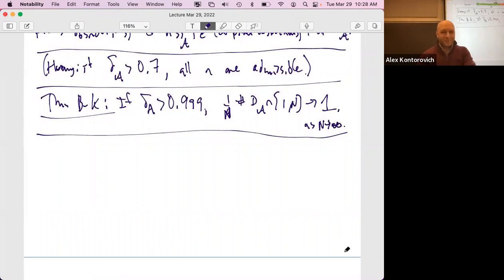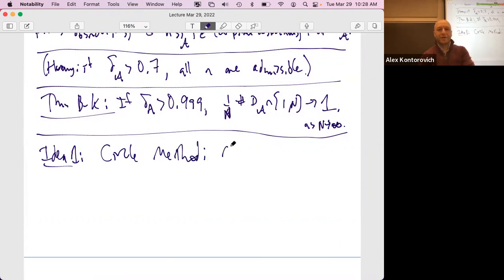Okay, let's do it. Idea one is the circle method. So what are we going to do? We're going to make a representation number. Well, we already know what a representation number is. It's like a multiplicity.